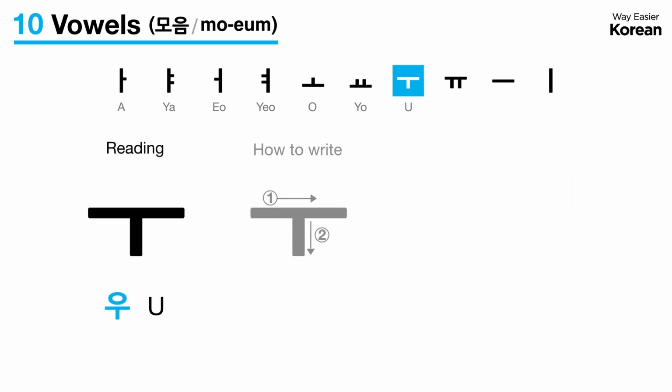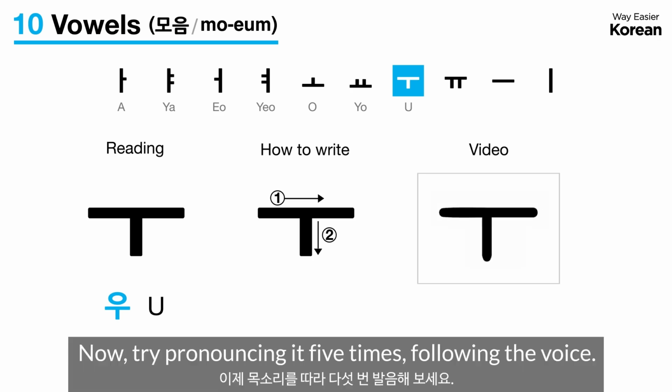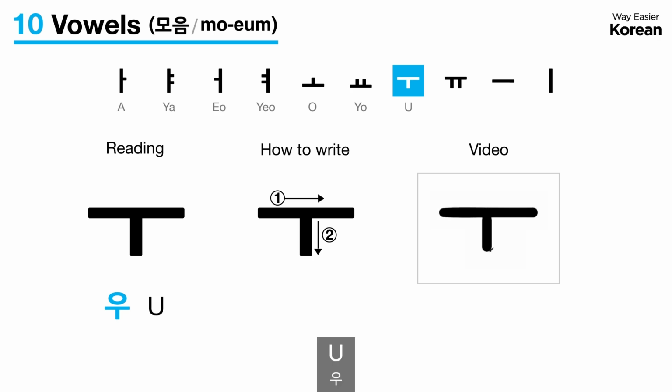우. The name of this vowel is 우. Now, try pronouncing it 5 times, following the voice. 우, 우, 우, 우, 우.